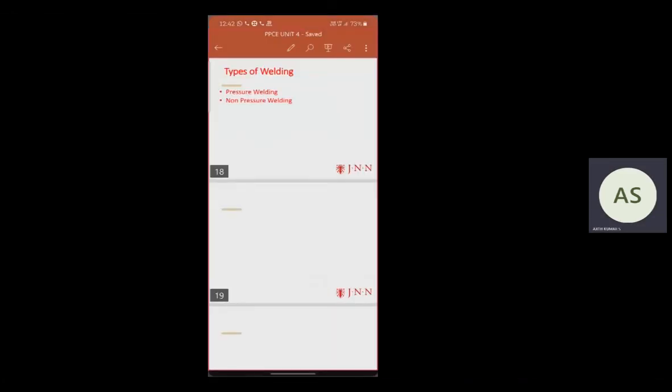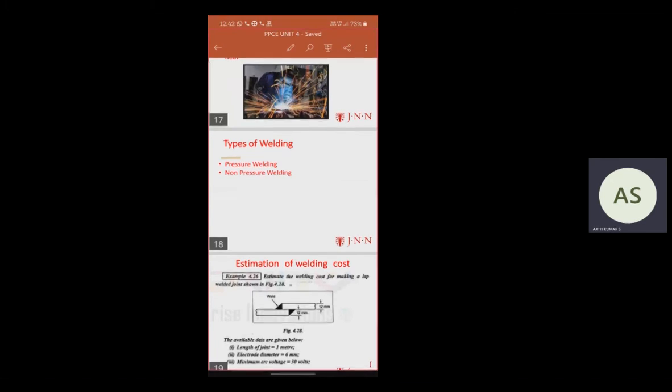Welding is a joining process. In welding, there are two types: pressure and non-pressure welding. Pressure welding includes arc welding and submerged arc welding. And resistance seam welding, which means we use current. The resistance opposes the current, which generates heat, and this heat is used for the welding process. And explosive welding is also pressure welding. Non-pressure welding is electron beam welding, laser beam welding, plasma arc welding, and gas welding process.